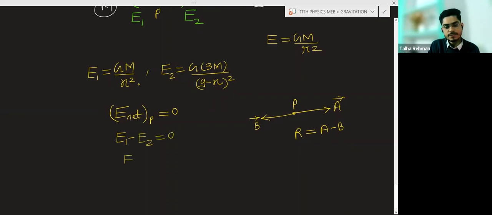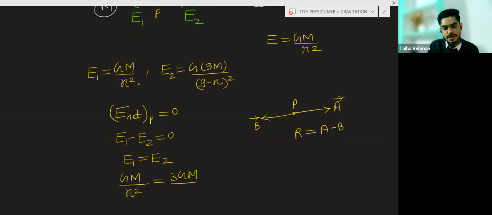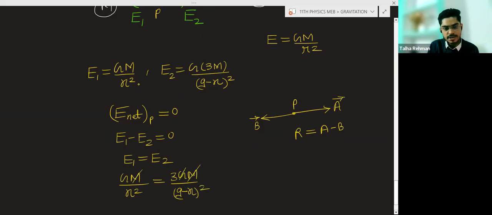So it will become E1 is equal to E2. So what is E1? Gm by x square. And E2 is 3gm by 9 minus x square. Now this m and m will be cancelled out. This g and g will be cancelled out.